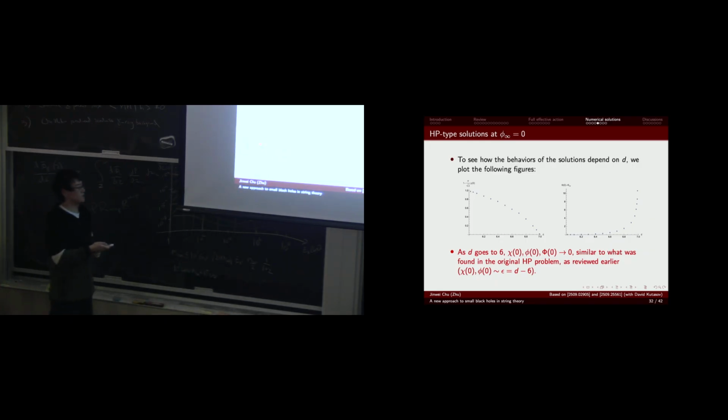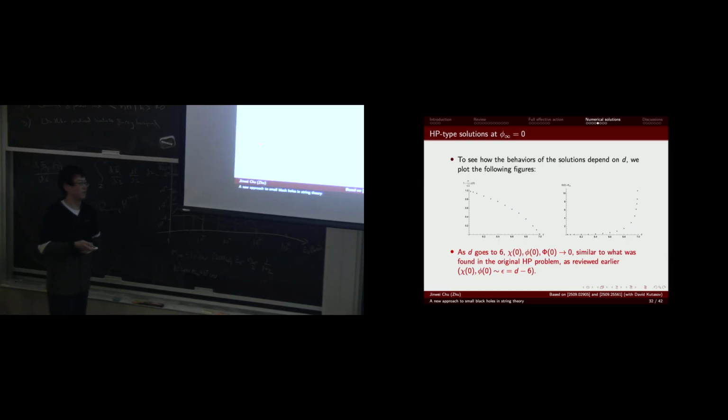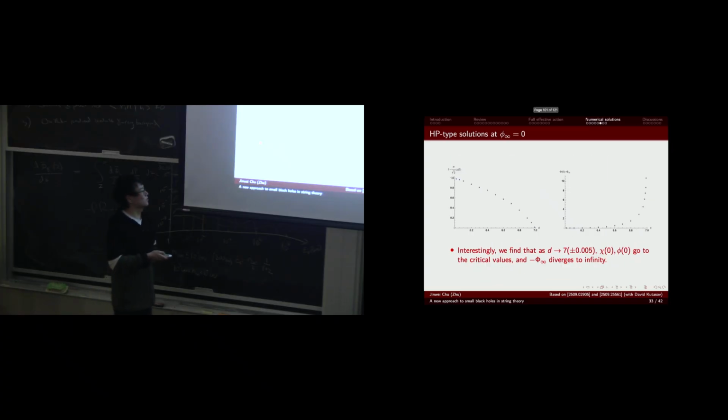So that's why I said as d goes to 6, the fields all vanish. And this is similar to the situation in the original Horowitz-Polchinski problem. Recall that I've told you if we take d to be 6 plus epsilon, the chi0, phi0 will scale as epsilon. So as epsilon goes to 0, the chi0, phi0 go to 0. So there's a similar situation, but what's more interesting is that we found another critical dimension, which is at 7.